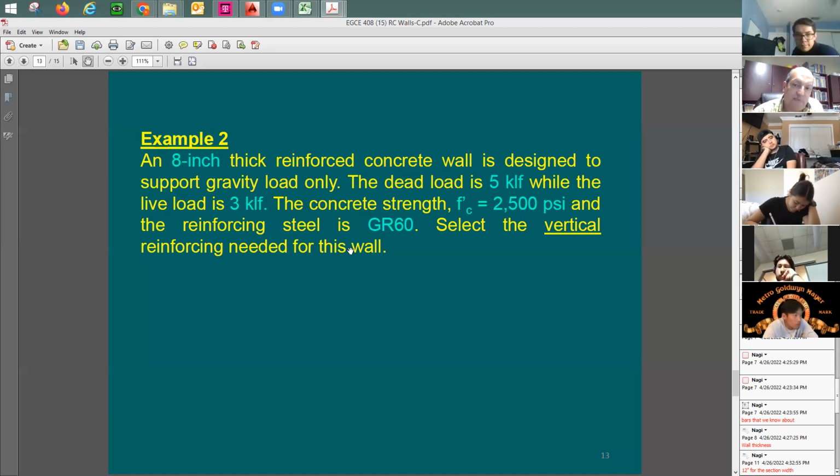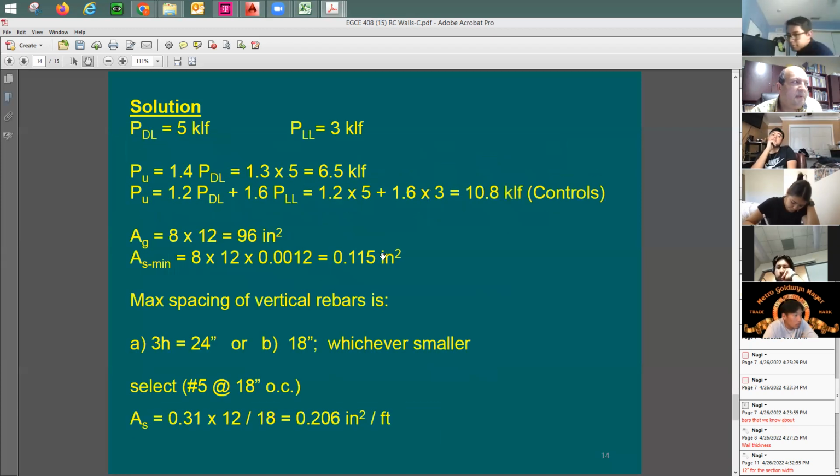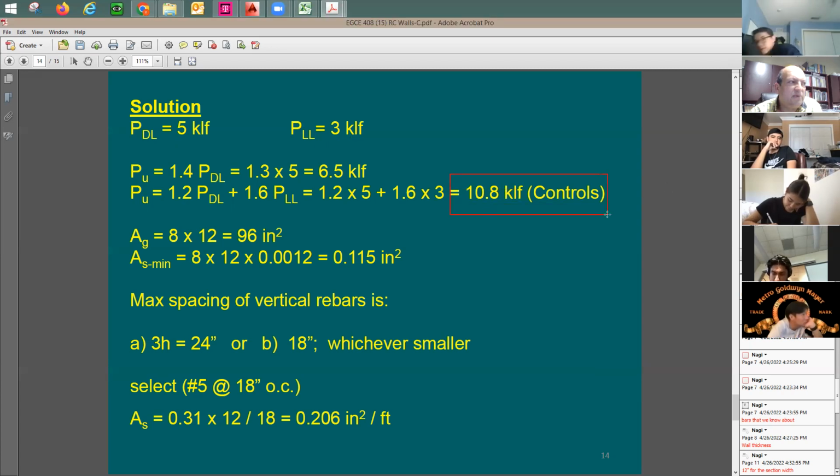Okay, so 2 issues here, not just like the previous example. First, let me find out the ultimate load, my demand. I have here 5 kips per foot, 3 kips per foot for each foot of the wall. I'm going to try the two equations, 1.4D versus 1.2D plus 1.6L. Which one controls? I'm going to say the second equation controls. I have 10.8 kips per foot. Great. This is now my demand.